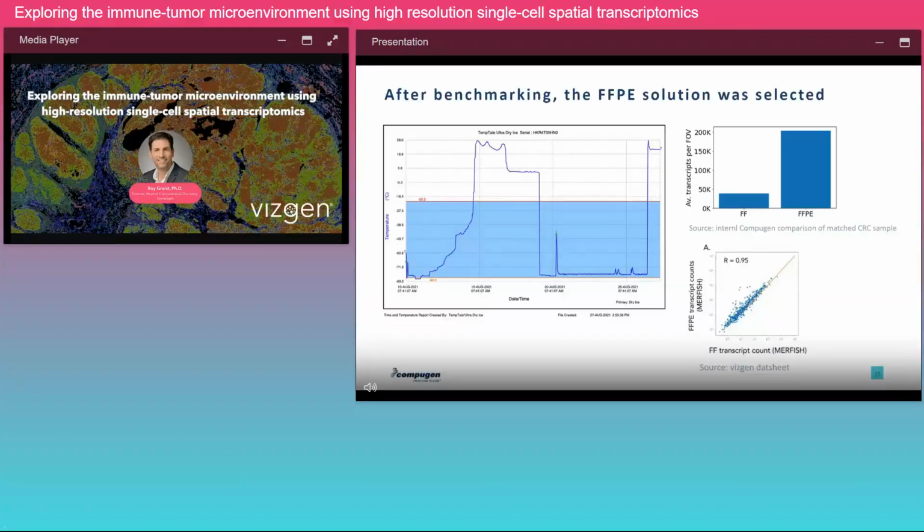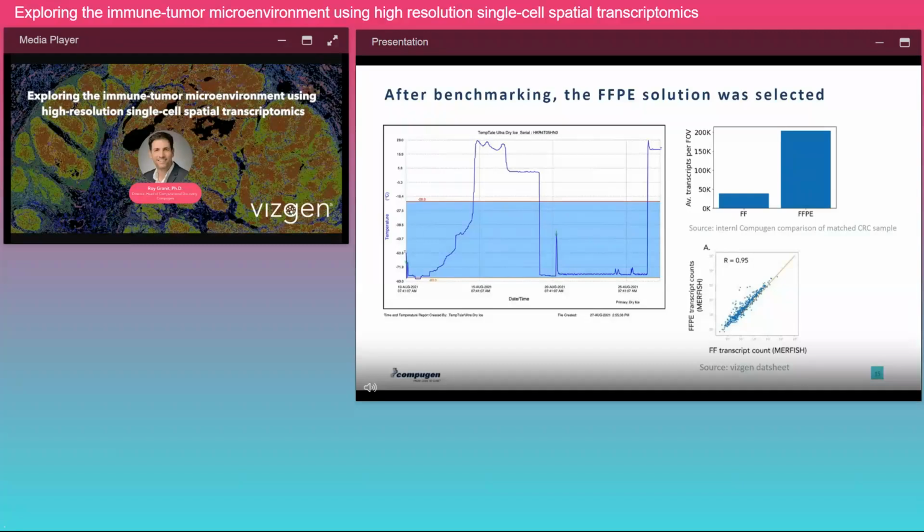We initially wanted to use the fresh frozen tumors, but when we started the project, it was COVID time, and we tried to ship the samples to Vizgen. Unfortunately, at the time, there weren't that many flights. As you can see here on the left, the samples got defrosted along the way, and we couldn't work with them. So we decided to look into the FFPE solution.